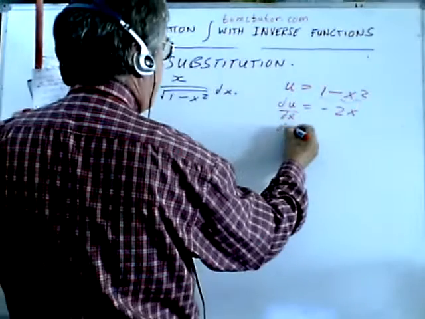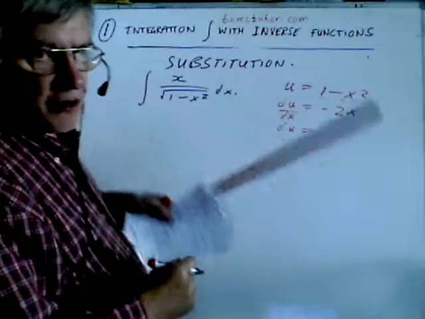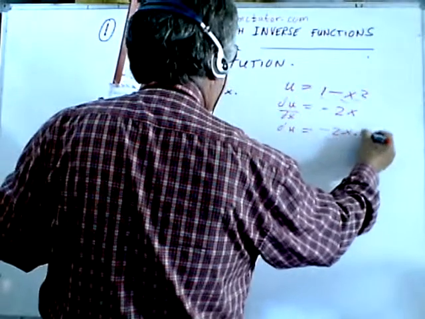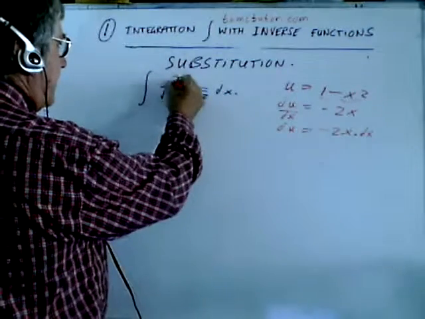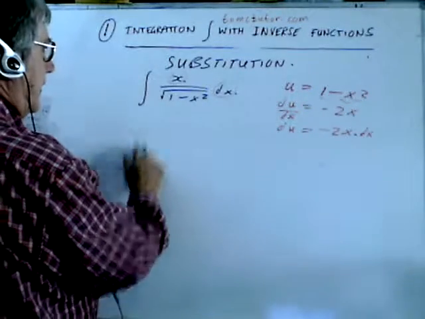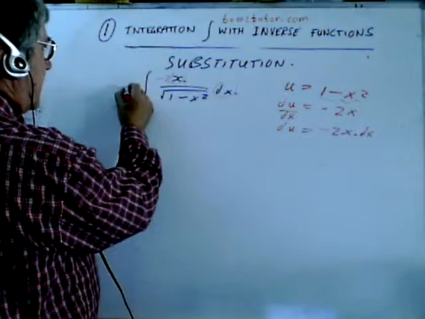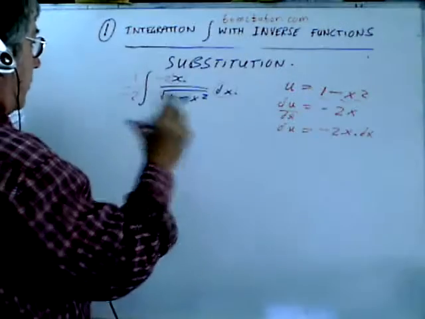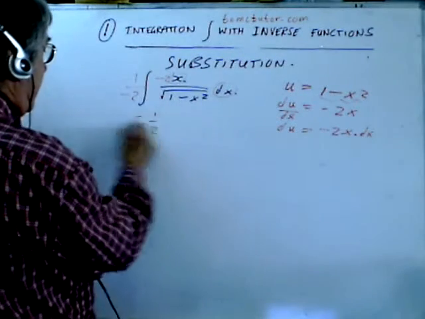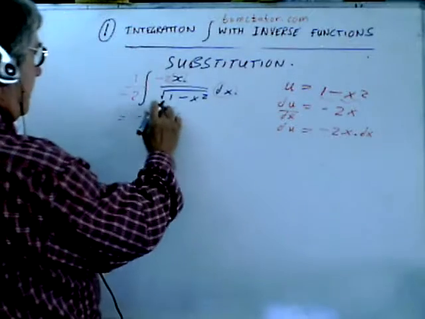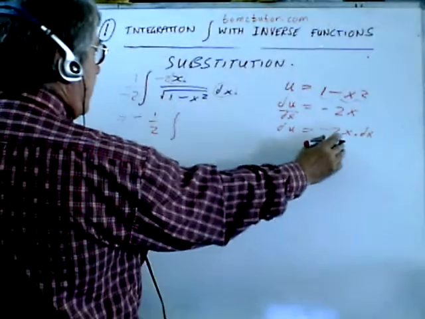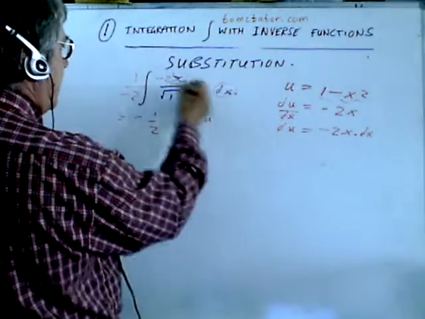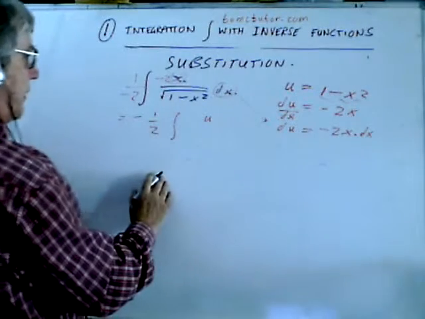So that means that this du differential element is minus 2x times dx. And I'm looking at that, and I'm seeing the x and I'm seeing the dx, and I can multiply it by minus 2, and I can divide it by minus 2. So what have I got here? This integral is minus a half times u itself, because that's minus 2x dx. That's for du down there.